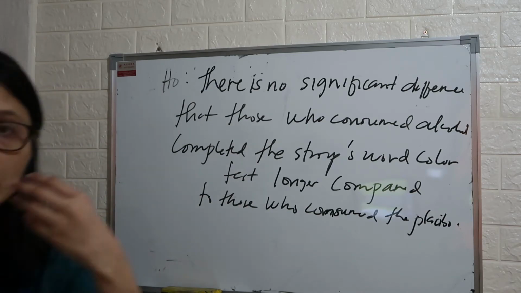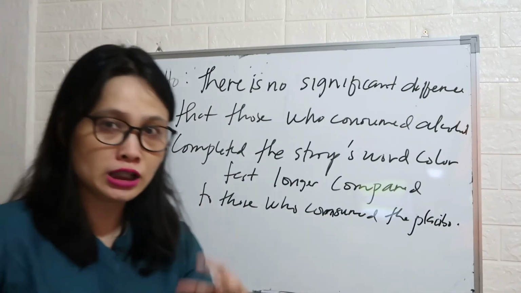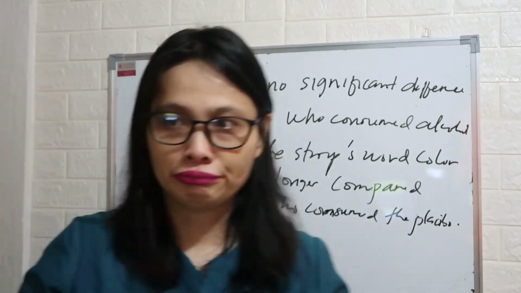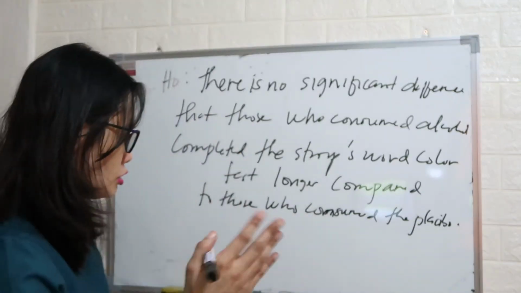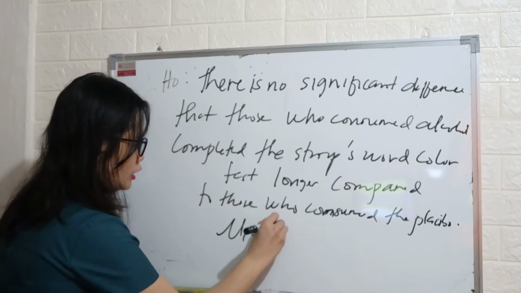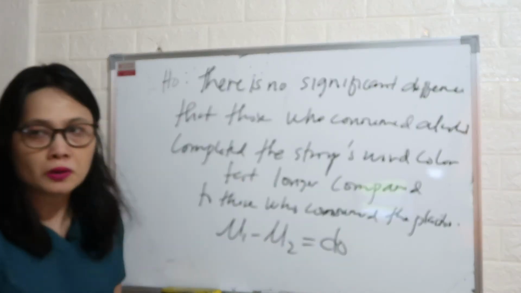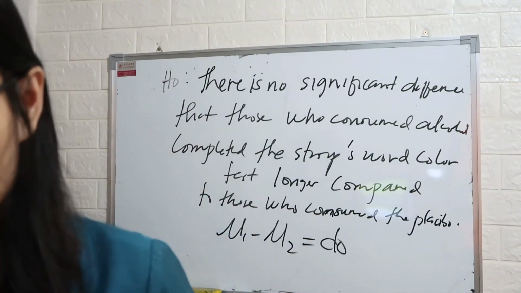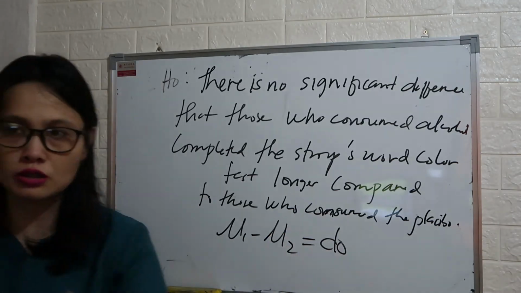So what will be your null hypothesis? In simple terms, there's no change. Unchanged. So your null hypothesis will be mu1 minus mu2 is equal to D sub O. As always, your hypothesis is like that. So mu1 minus mu2 is equal to d sub O.